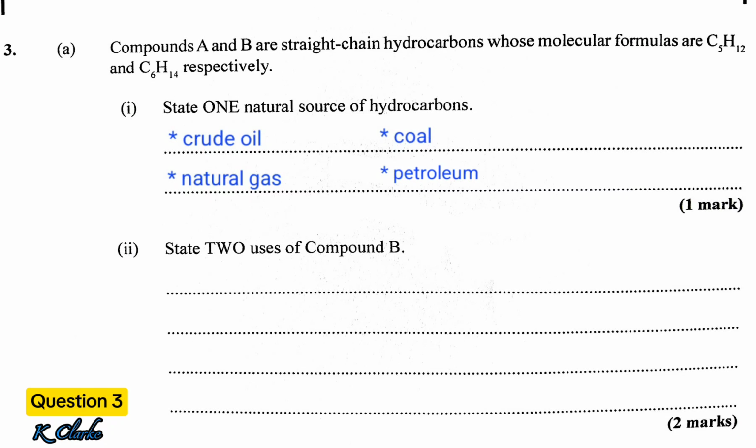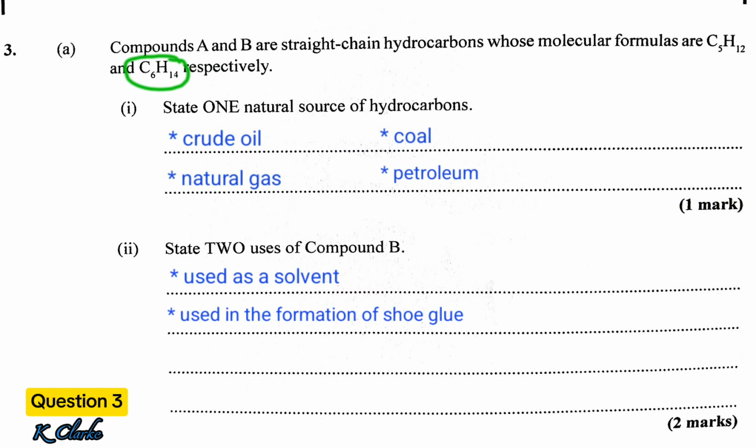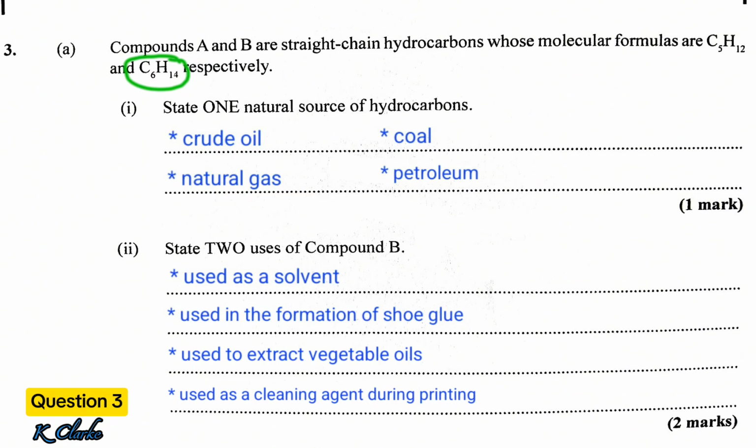Part 2. State 2 uses of compound B. Now, compound B is hexane. The uses include used as a solvent, used in the formation of shoe glue, used to extract vegetable oils, also used as a cleaning agent in printing.